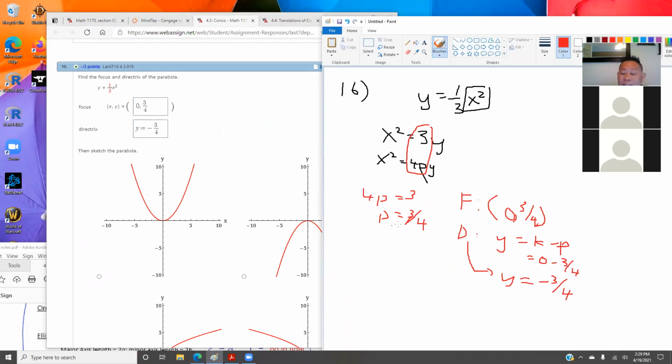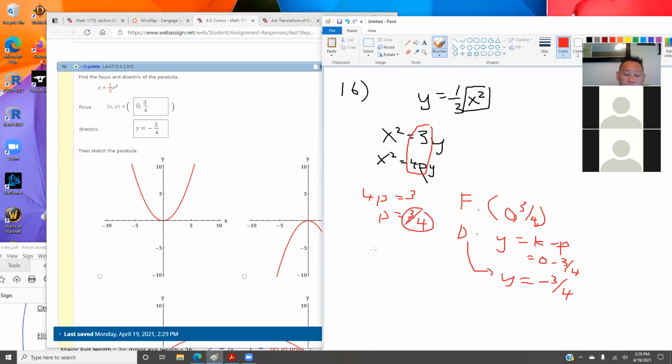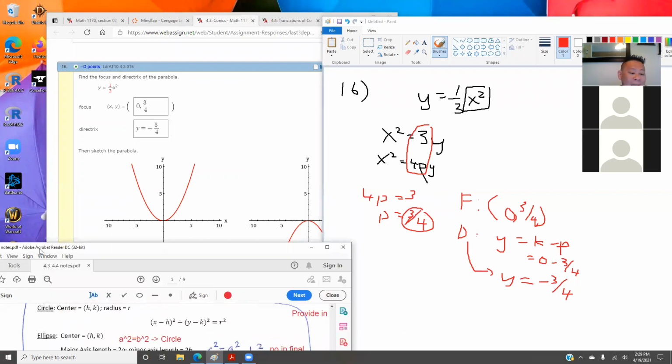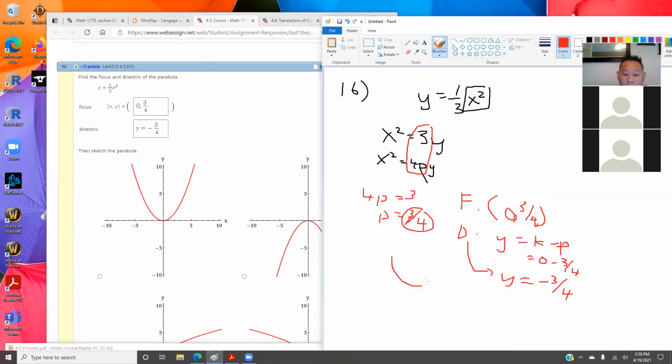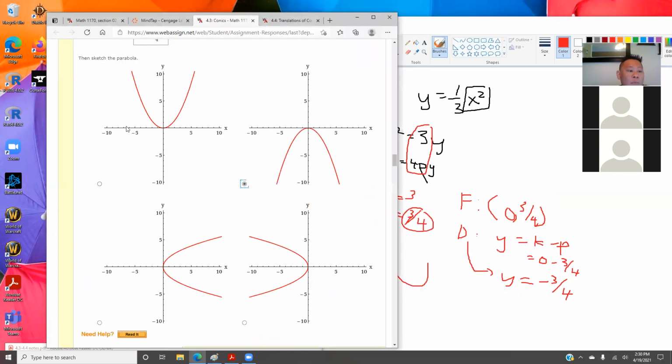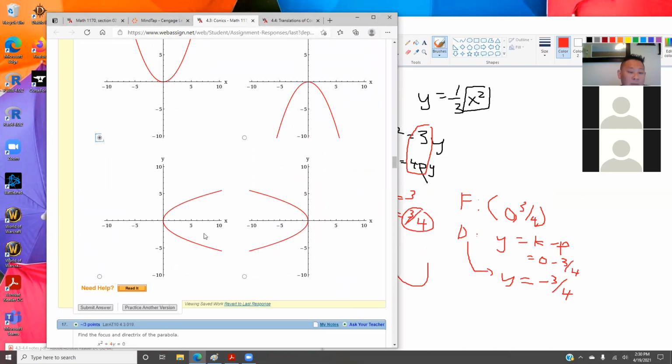We know this one, since p is positive, will open upward. If your p is positive, it will open upward. If your p is negative, it will open downward. So your answer in this case will be an upward-opening parabola. This is the only one that opens upward. The rest are sideways, not the right one.